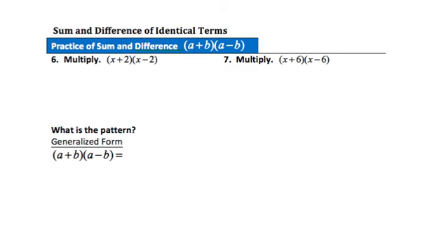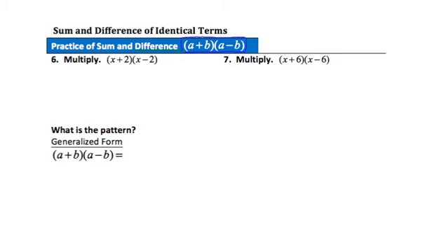Now we're going to take a look at the sum and difference of identical terms. So the generalized form of that would be a plus b times a minus b. I have it written right here. We have identical terms, but in one case, the binomial is addition. In the next case, it's subtraction.